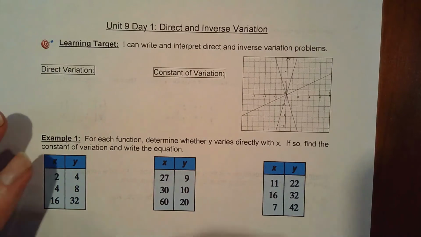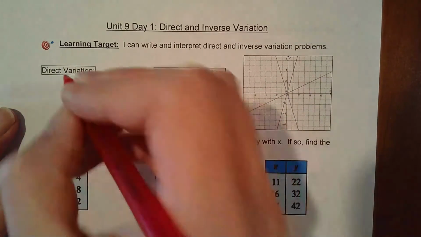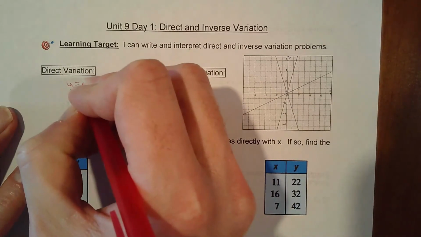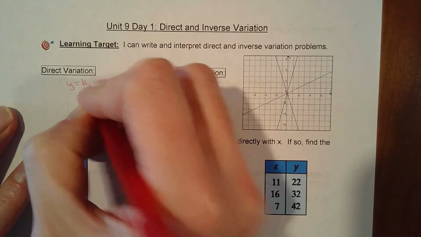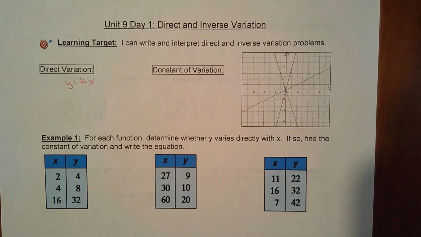So direct variation, it'll look familiar. It's anytime you can write a function in the form y equals kx, where k is some constant. So k is any number, like 5. y equals 5x, that'd be a direct variation. Or y equals 1/2 x, that's direct variation. But for the most part, it is linear.